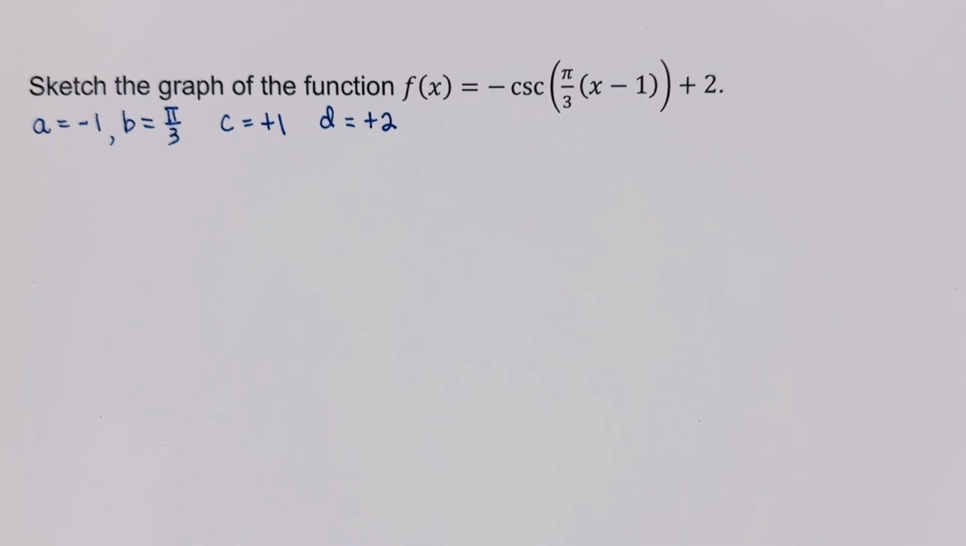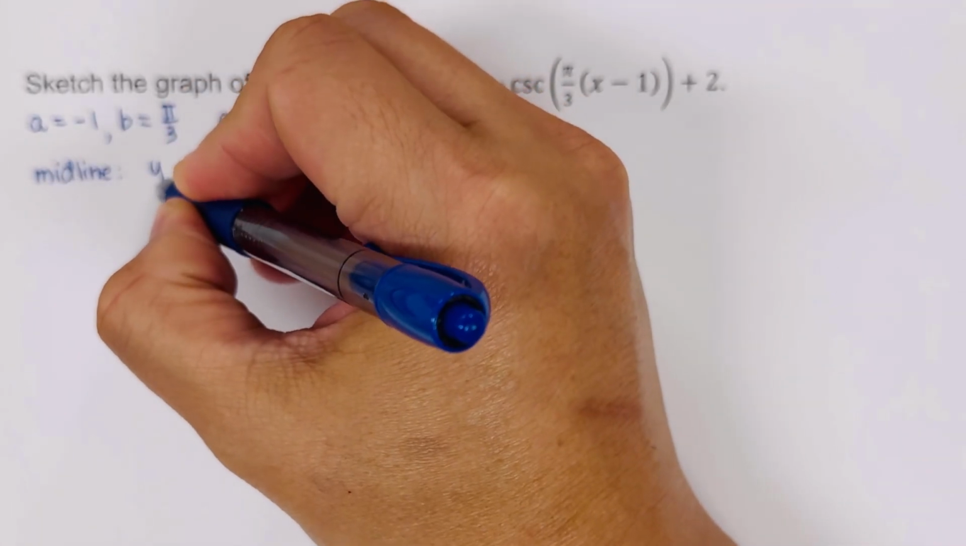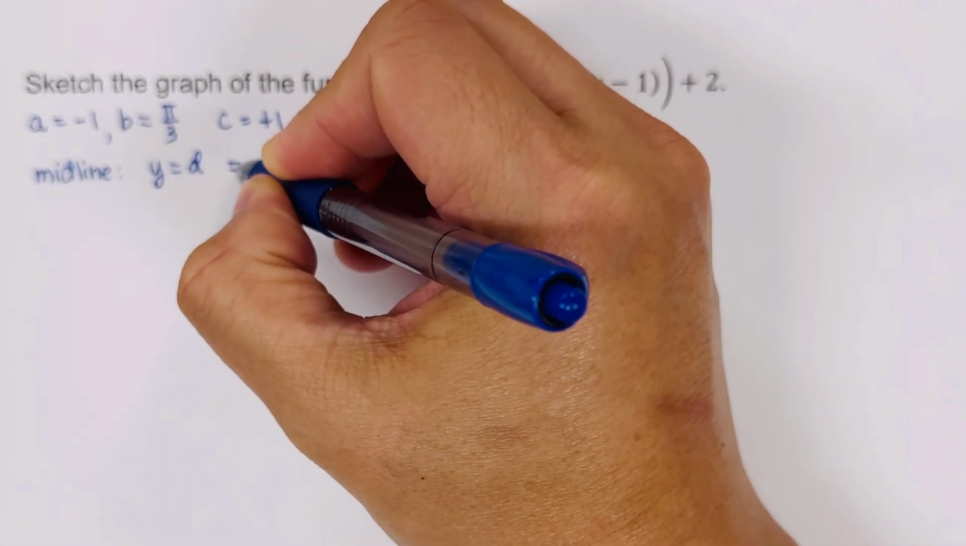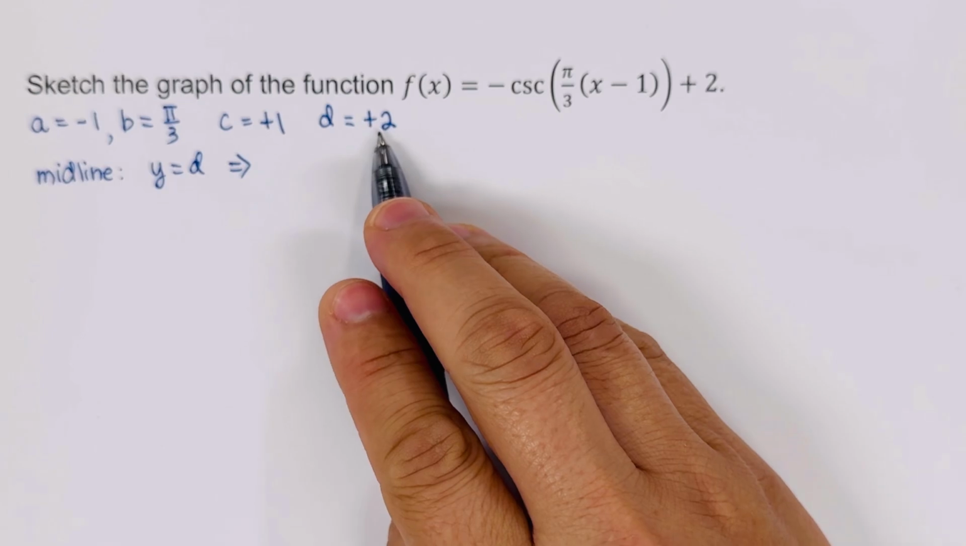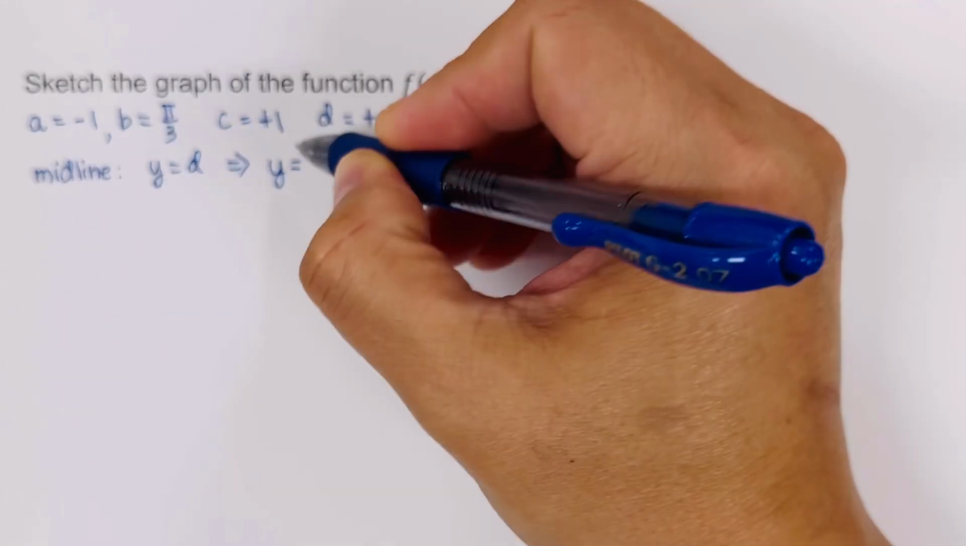Now let's determine the midline. The equation of a midline is y equals the parameter d. In this case, our d value is 2. So the equation of the midline is y equals 2.